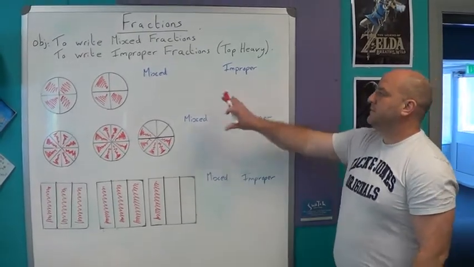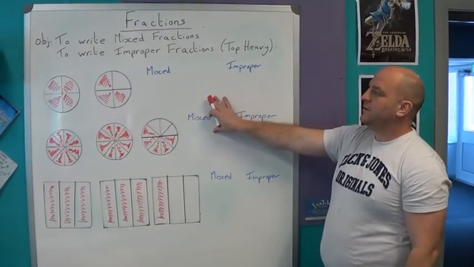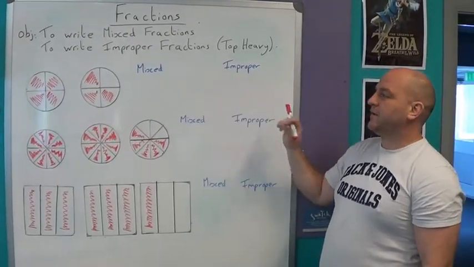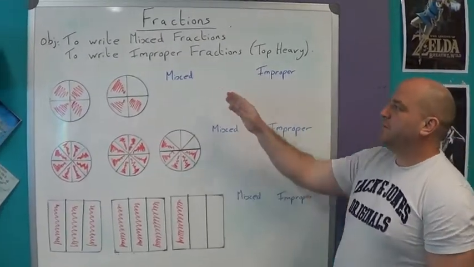Okay, these are some examples we're just going to go through on the board. I'm going to show you how to write mixed fractions and improper fractions, okay? So we'll start with mixed first.